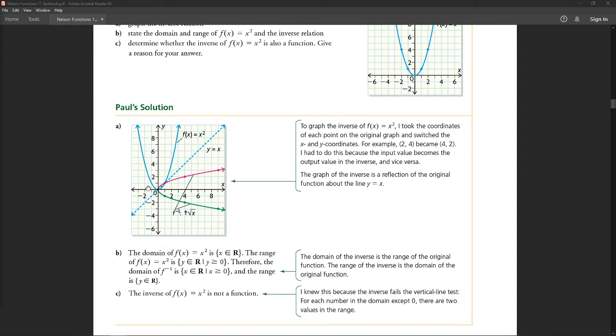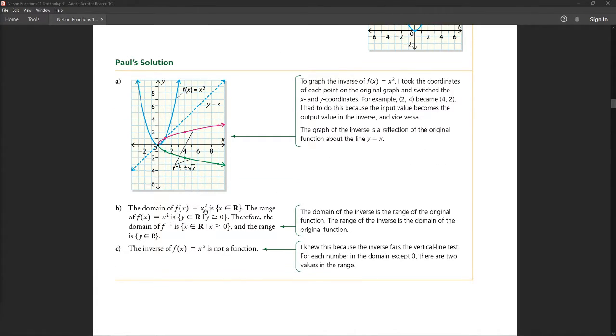Oh, it's a reflection, not a rotation. Oh, that's actually true, because technically it was a... I guess maybe it's both. Interesting.